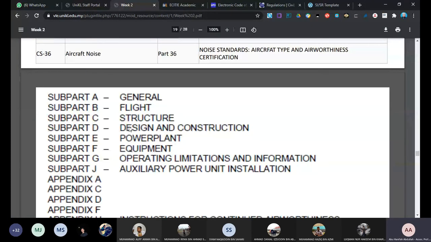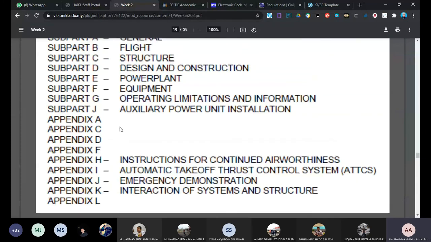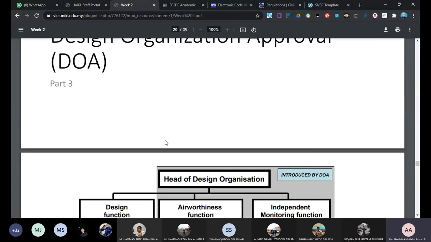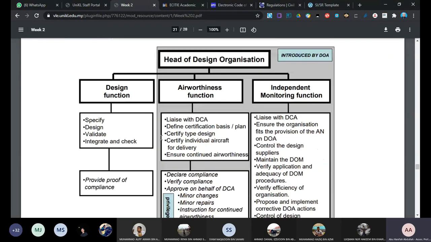Okay, this is subpart A, C, this is content again, as I have shown you. I believe you now understand these subparts. Okay, next one. So, you design the repair. You need to get the repair approved, just like I said, or you may approve the repair yourself if you have been given the privilege. You have the competency. You apply for the approval to approve the repair.